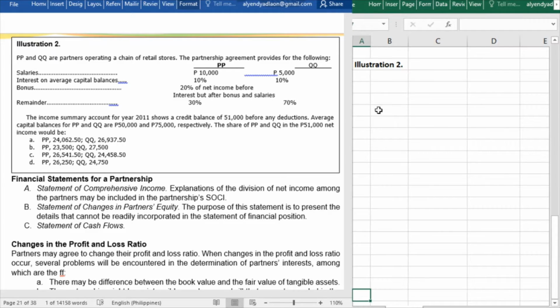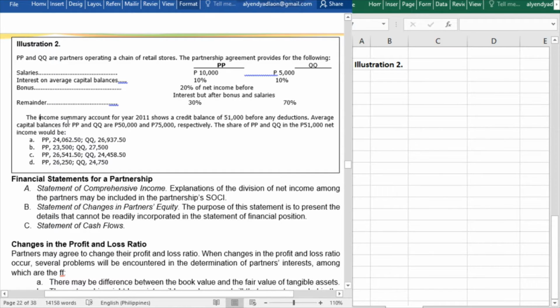PP and QQ are partners operating a chain of retail stores. The partnership agreement provides for the following. For PP, we have salaries of 10,000, interest on average capital balances of 10,000, bonus of 20% of net income before interest but after bonus and salaries, and the remainder of 30%. For QQ, we have salaries of 5,000, interest on average capital balances of 10,000. QQ has no bonus, but the remainder is 70%.